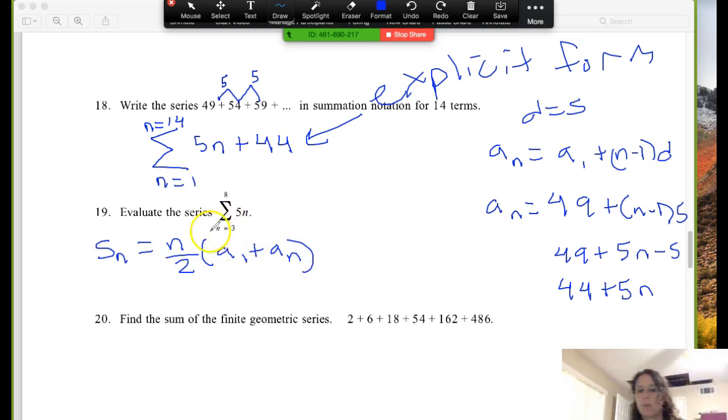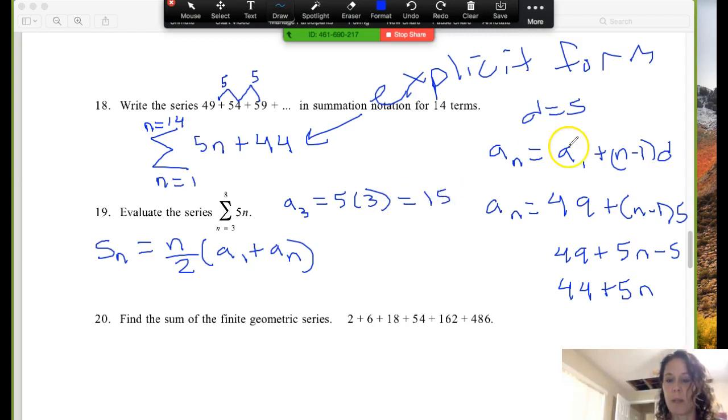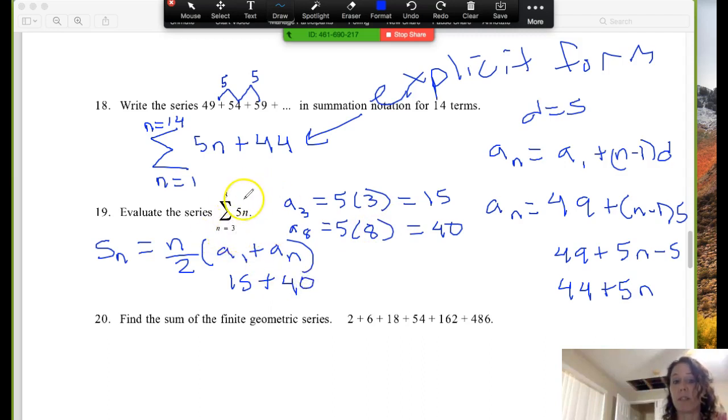Now the first term here would be when n is 3. So first I plug in a sub 3. I'm going to go 5 times 3, so that first term is 15. And then my last term is when n is 8. I plug in a sub 8, which is 5 times 8, and I get out 40. So I start here at 3, my first term is 15, and my last term is 40. So I'm going to sum the terms from 15 to 40.